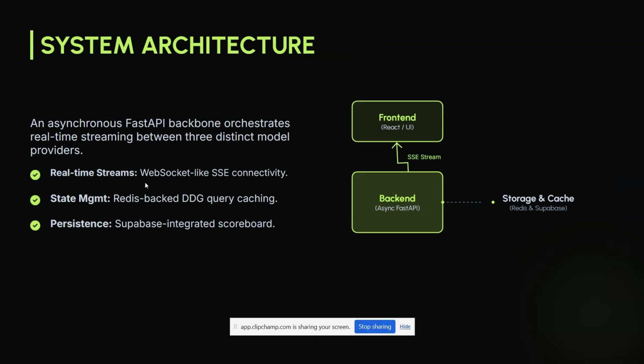Instead of static tests, we built a dynamic live evaluation platform. We have orchestrated live streaming between these distinct models using an asynchronous FastAPI backend. To achieve sub-second latency, we made a strict architectural trade-off: instead of using heavy bi-directional WebSockets, we use Server-Sent Events, which I will abbreviate to SSE from now on, for unidirectional streaming.